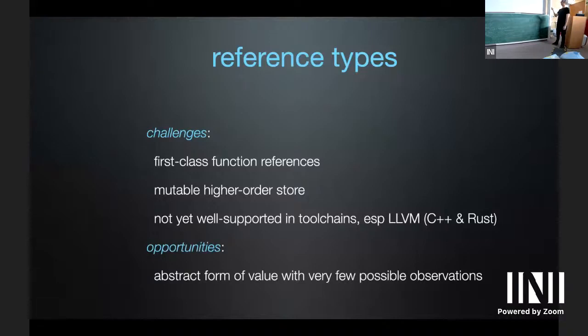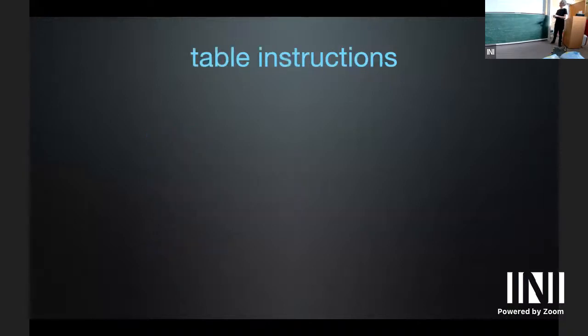But yeah, there are some opportunities here if you want to do formal reasoning. Of course, opaqueness gives you an abstract value with very few observations, so you can reason about it in a much more abstract way than if you had a concrete number. So I said you can't store them in memory, you have to store them in tables. One idea here is, well, you can store them in globals, but that might not be flexible, right? If you have a dynamic number of them.